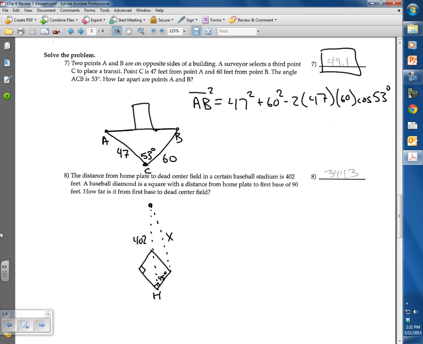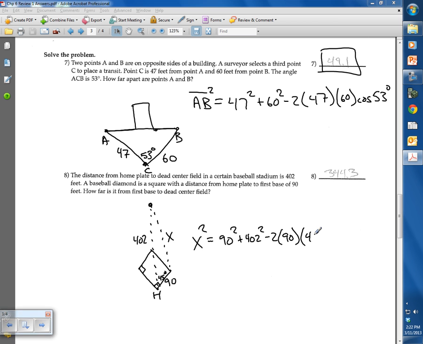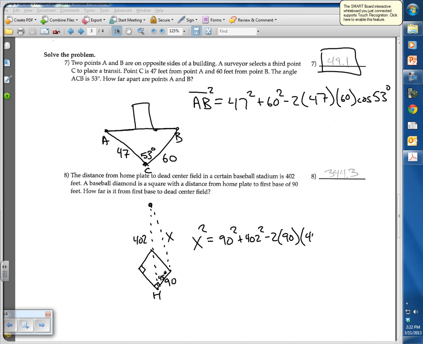to center field out there, and we know this distance here is 90. So we're set up for a law of cosines. X squared is 90 squared plus 402 squared minus 2 times 90 times 402 times the cosine of 45. Plug those in, you do get 344.3 feet.